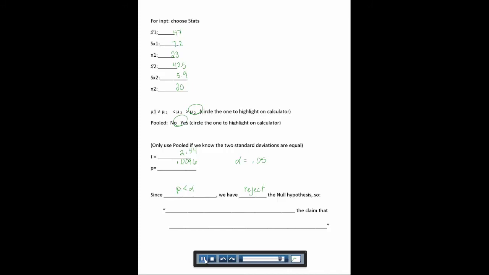So we'd say we support the claim that employees who were not promoted were older than those who were.